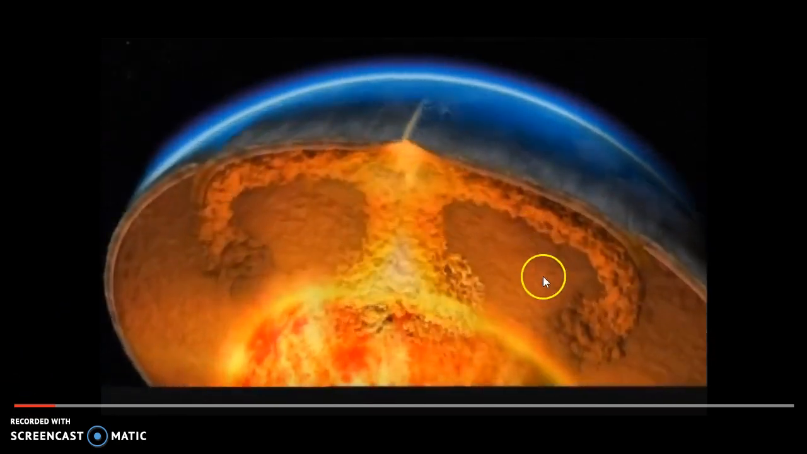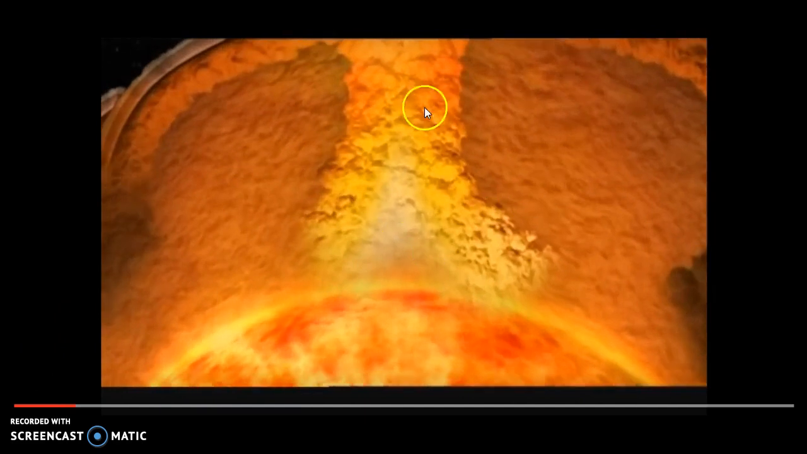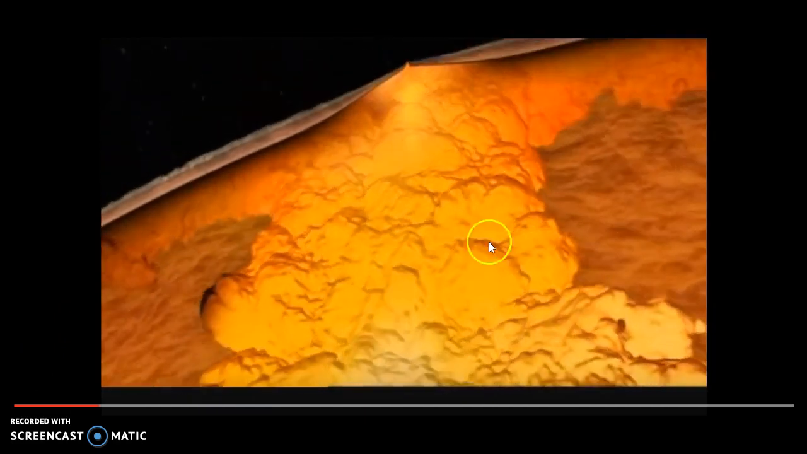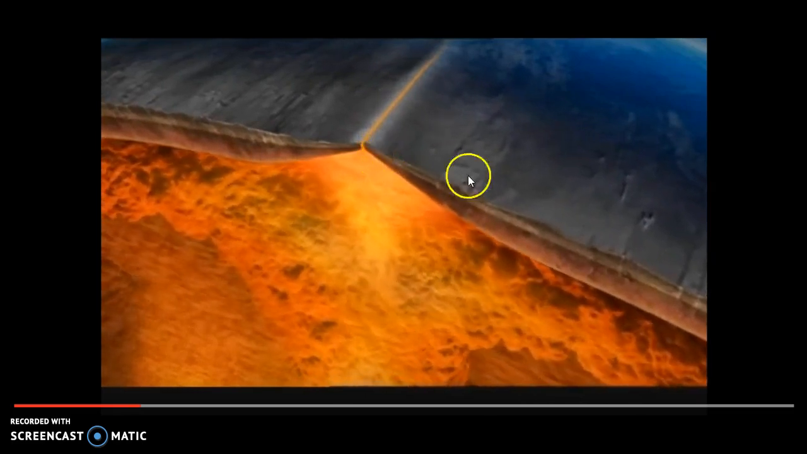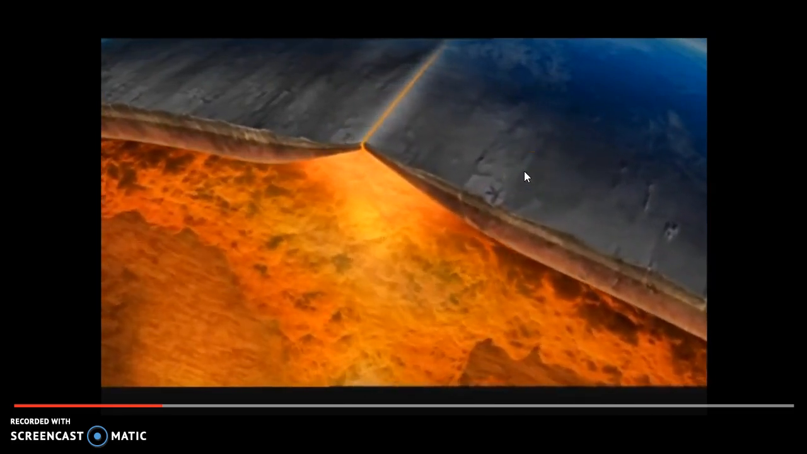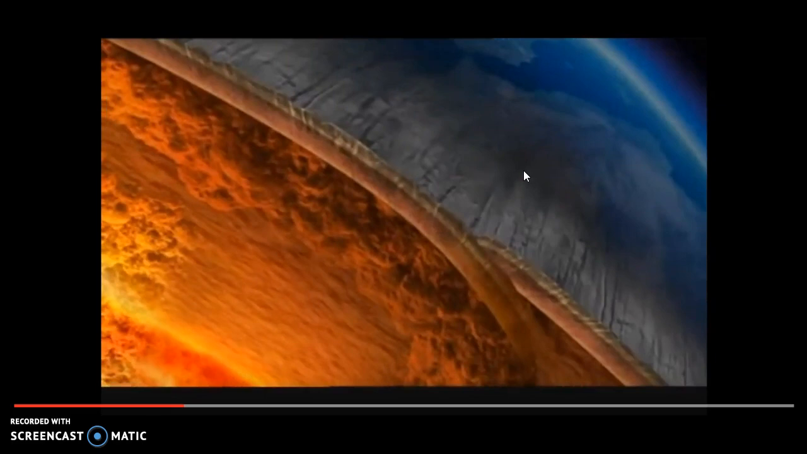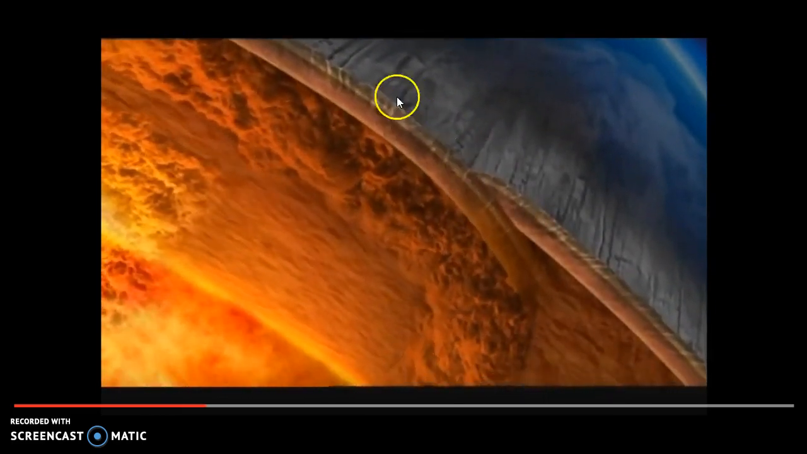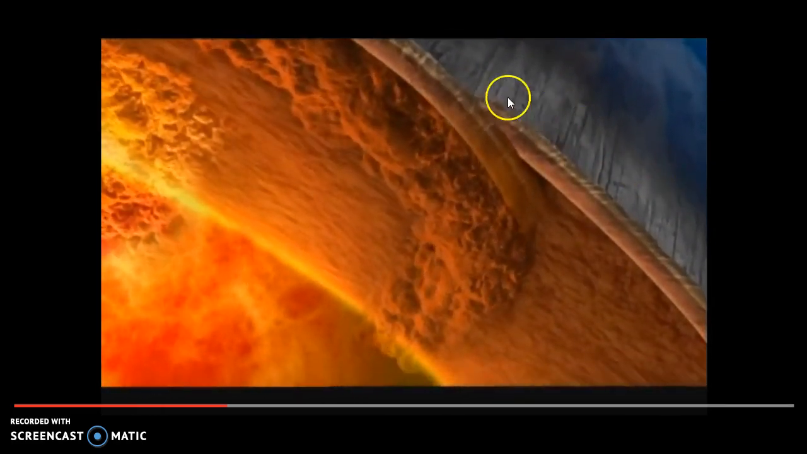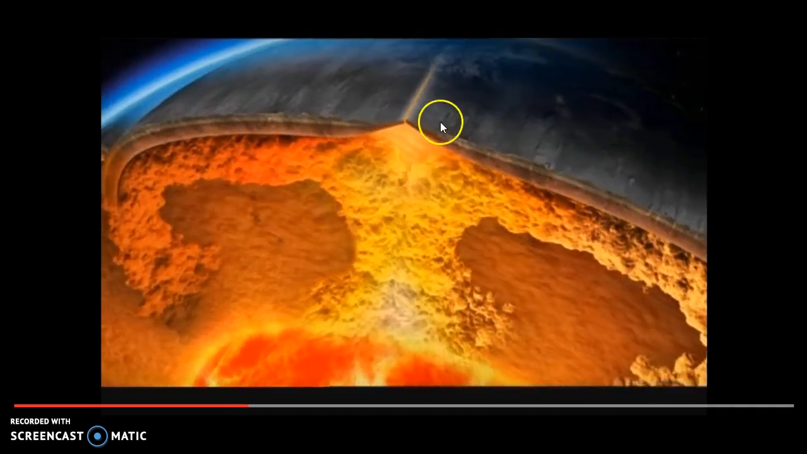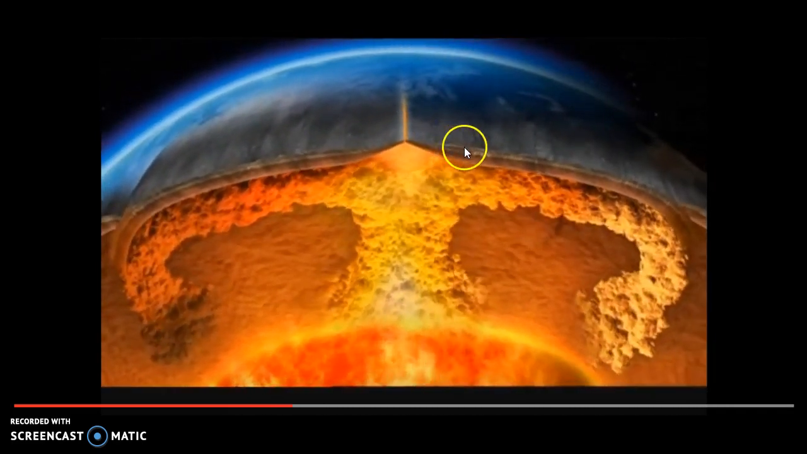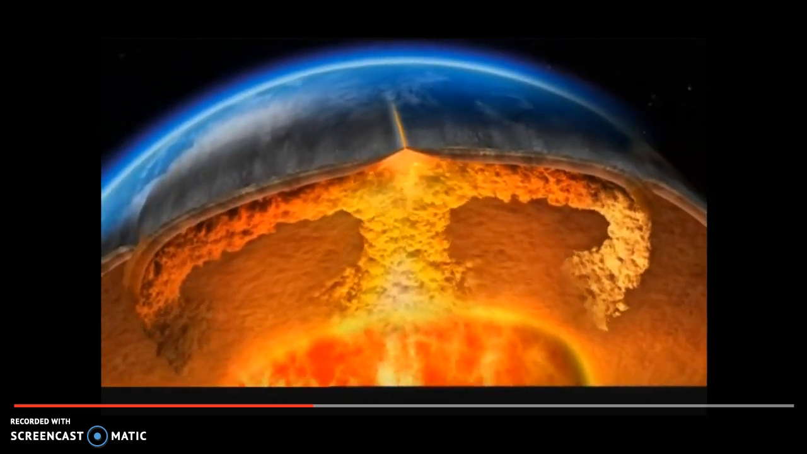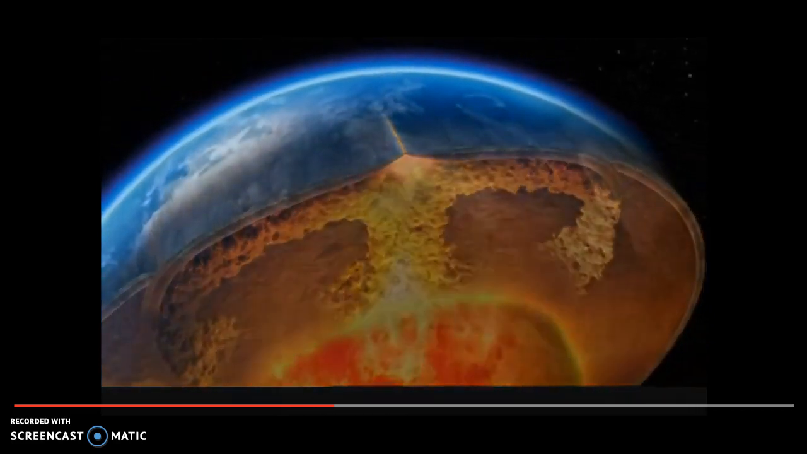You can see under the crust there are forces. The magma makes pressure under the crust, and this makes the crust separate into plates that are moving, and some plates, as you can see, move down under one another and the other moves up. So all plates are moving constantly because of these internal forces.